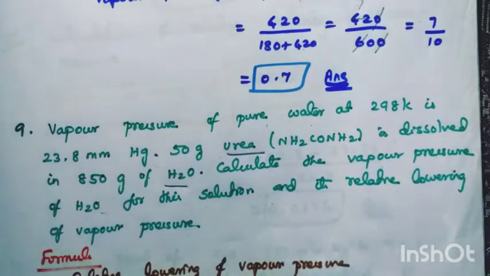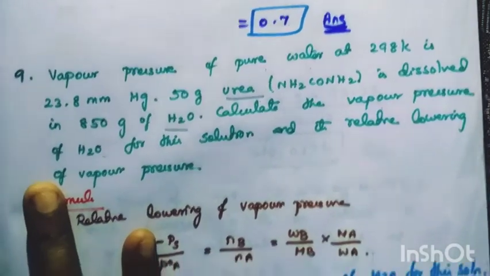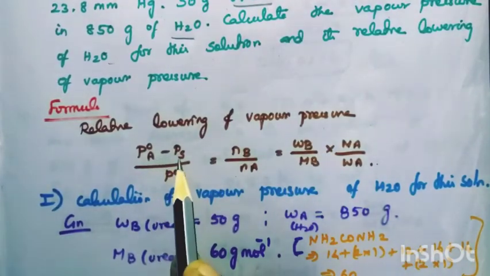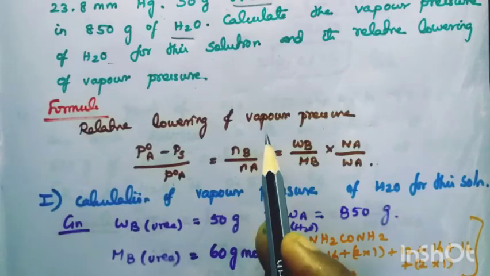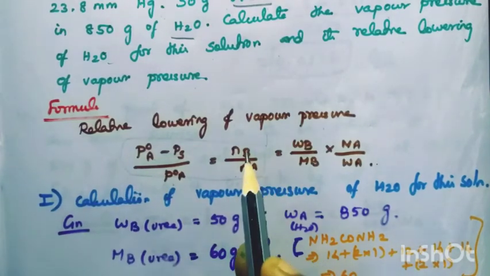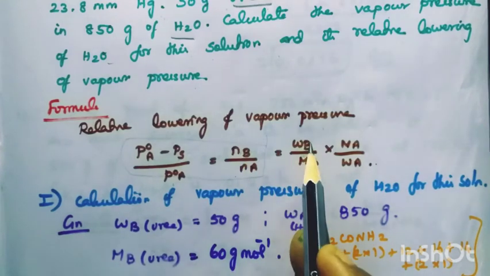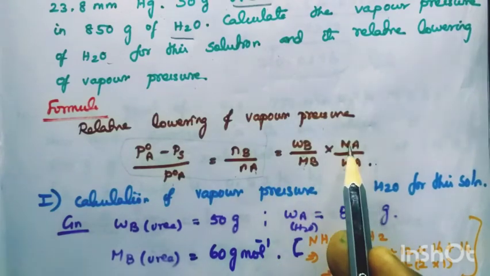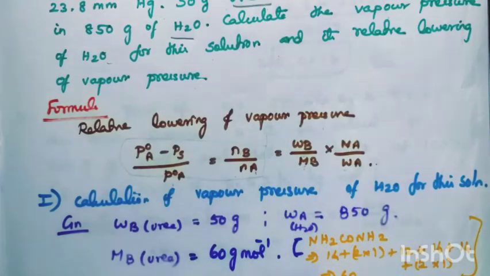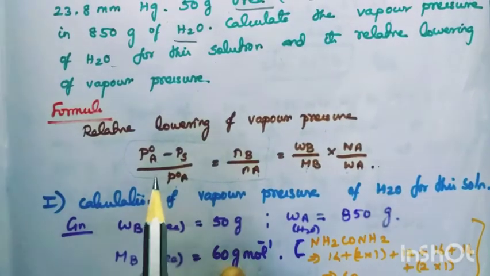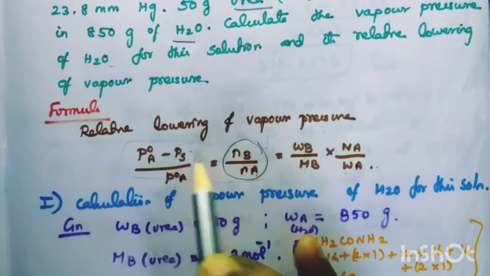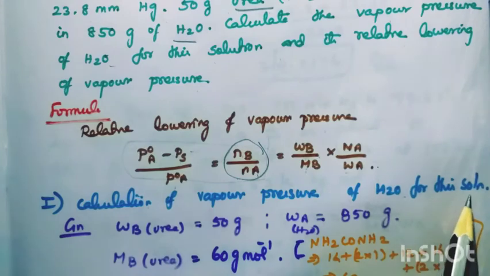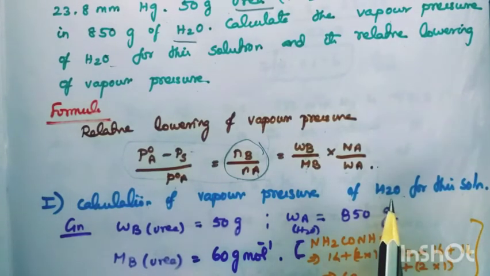Now, P naught A is nothing but the pure solvent. The formula for relative lowering of vapor pressure, we already know, no? The relative lowering of vapor pressure is equal to P naught A minus PS by P naught A. That is equal to this, we know the formula. Instead of number of moles, we can write mass by molar mass. n is equal to W by M, no? Here W by M goes in the numerator. So we can write like this. This is our formula. Calculate the vapor pressure of water for this urea solution.